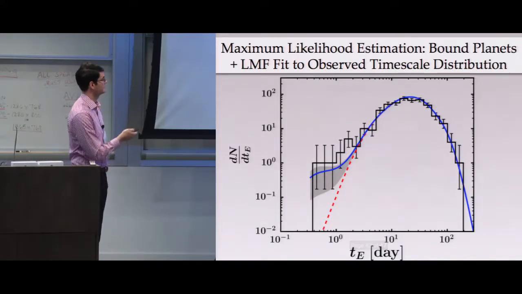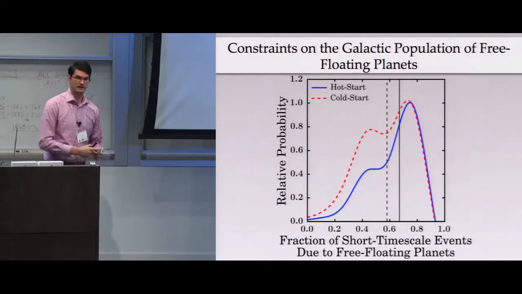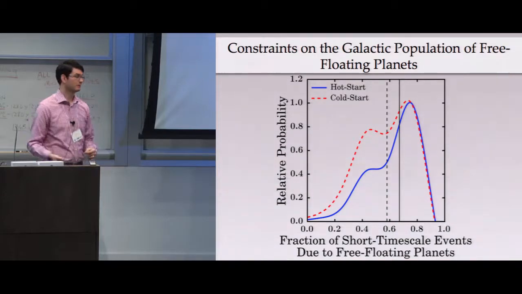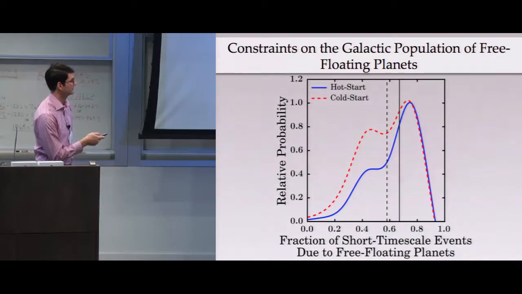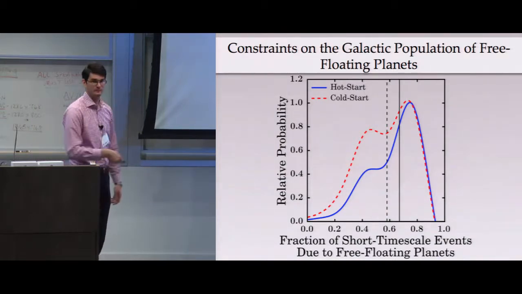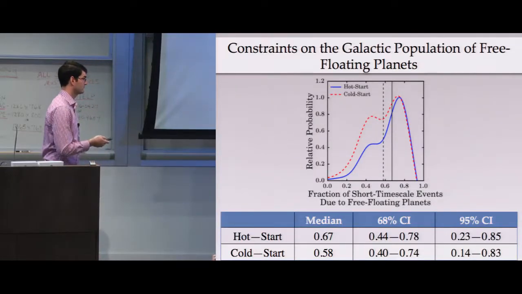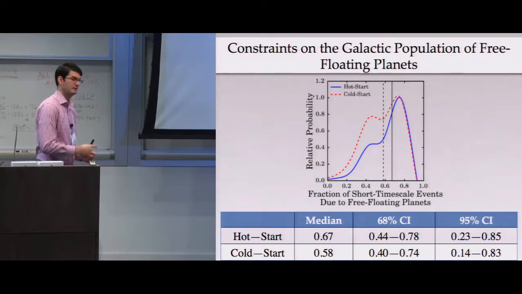And so this shows the same thing, but with the confidence interval on those fits. And so if you look at the fraction of short timescale events that can be explained by free-floating planets, you find that something like 65 or 70% can be explained. It also depends on what you assume about planet evolutionary models from a direct imaging standpoint. But you can determine what fraction of those events can be explained by bound planets.